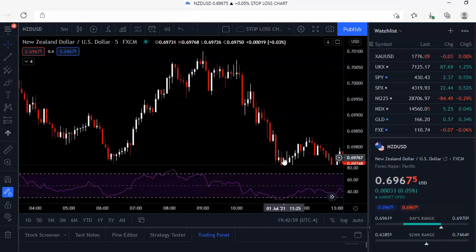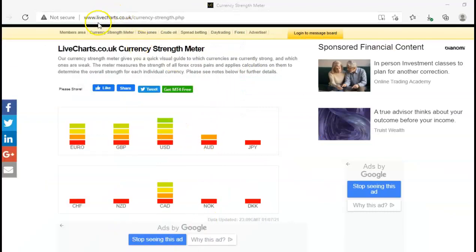All right. So let me show you how to utilize the currency strength indicator. As you see here, we are on this website, livecharts.co.uk. With this, you can see which currency is stronger, and so you can see where price is moving to. We were just on New Zealand, which is here, and the US dollar, which is here. So the US dollar is stronger.